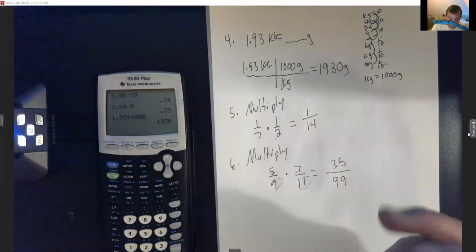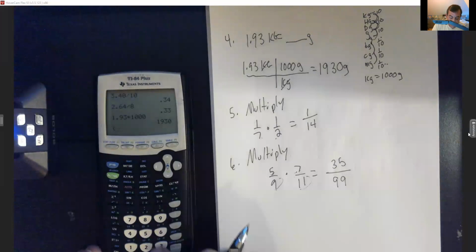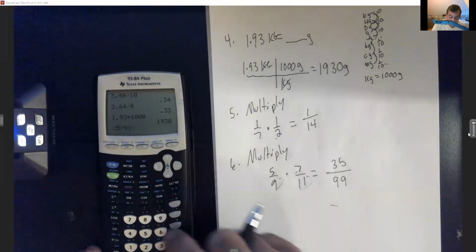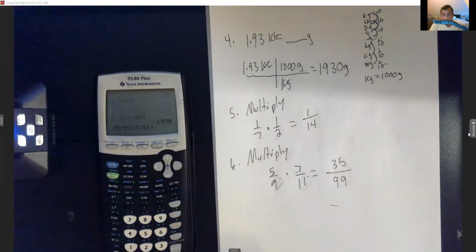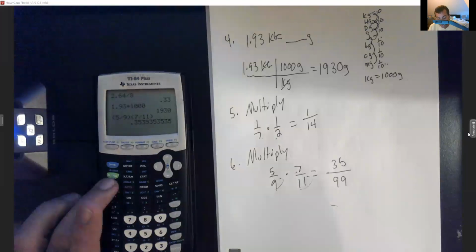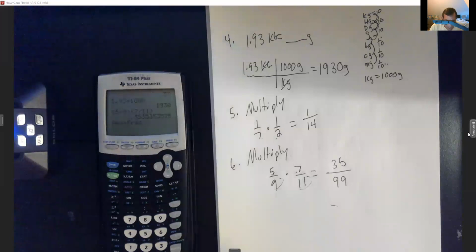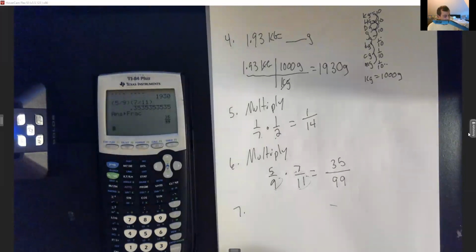And if you're doing calculators, watch this. Put them fractions in parentheses. 5 divided by 9, close those parentheses, and in parentheses, 7 divided by 11, close parentheses. When you hit enter, you're going to get a decimal, but to turn a decimal back into a fraction, you hit math and enter twice, and I got what? 35/99, okay? So that's how you sort of check yourself with that calculator.